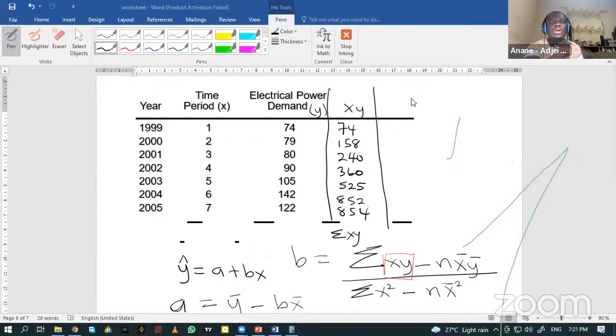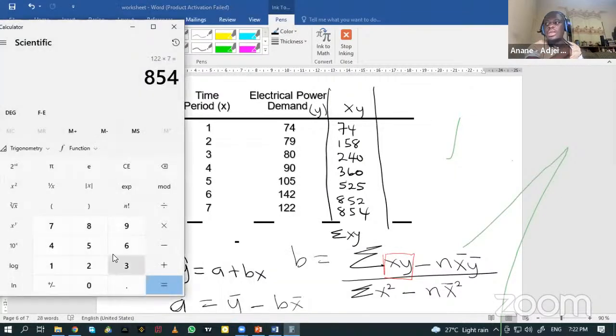Okay. So after we have been able to do the XY, which is X multiplied by Y value, we did 1 multiplied by 74, 2 multiplied by 79, 3 multiplied by 80, and we got all these figures. So let's add them together. Has anybody done it?